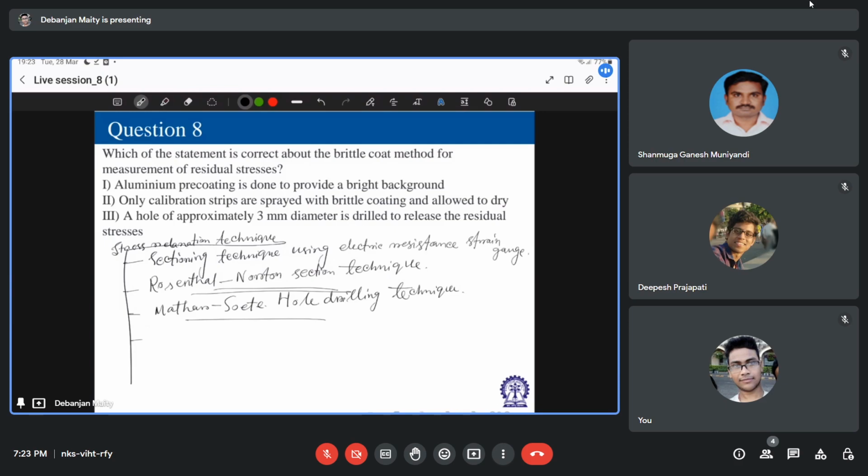For the measurement of residual stress, and then there is something called the Kuhner drilling technique.